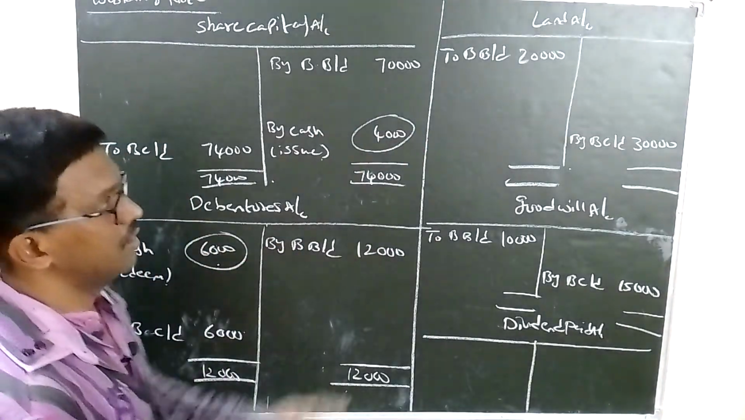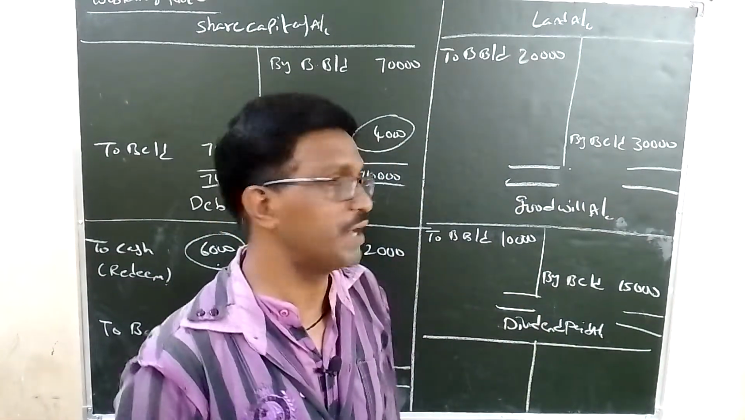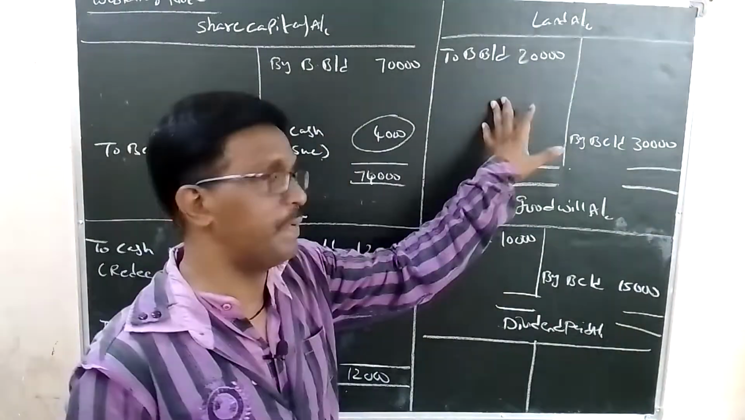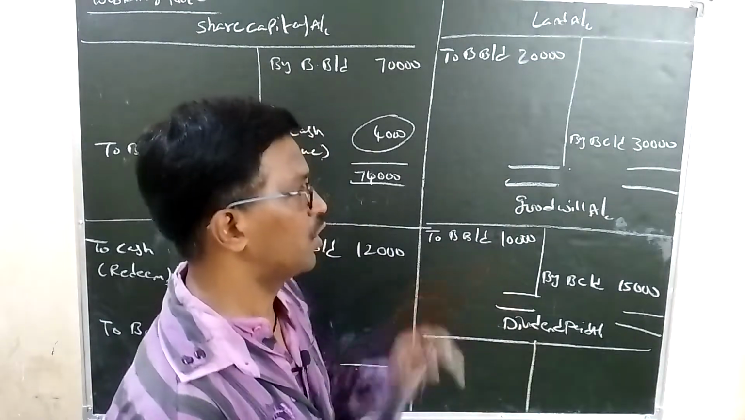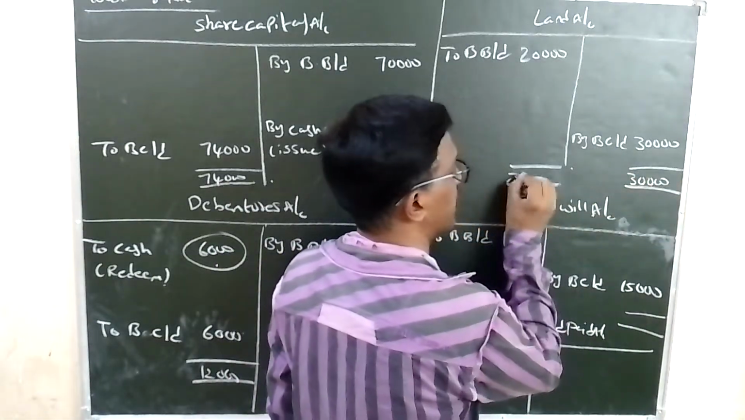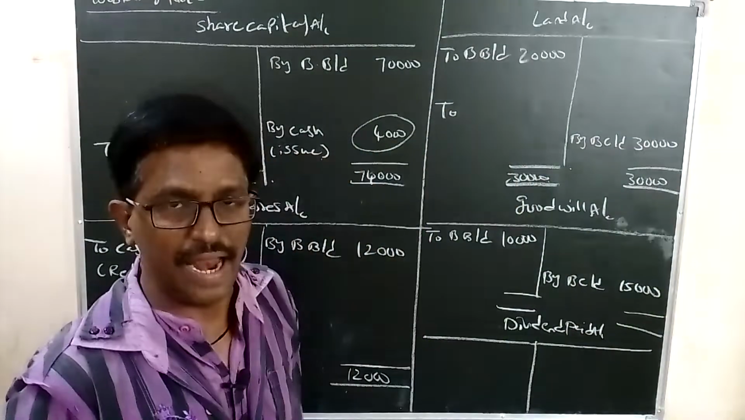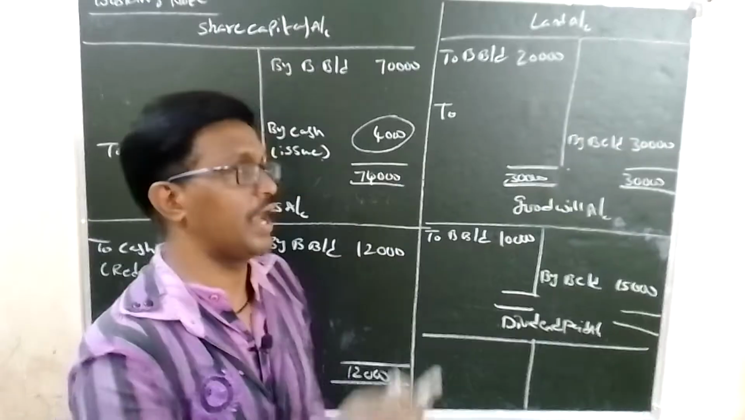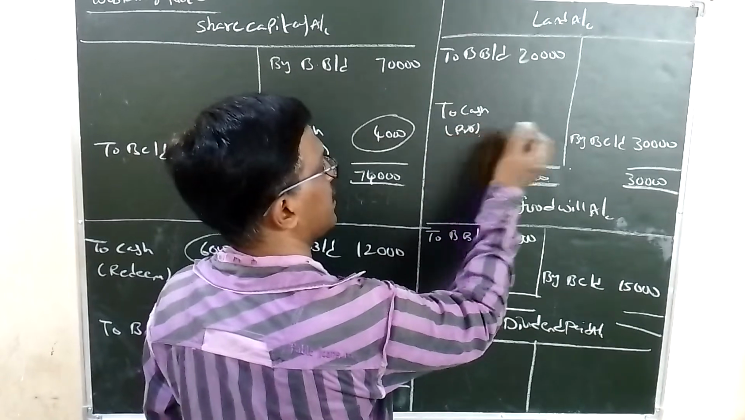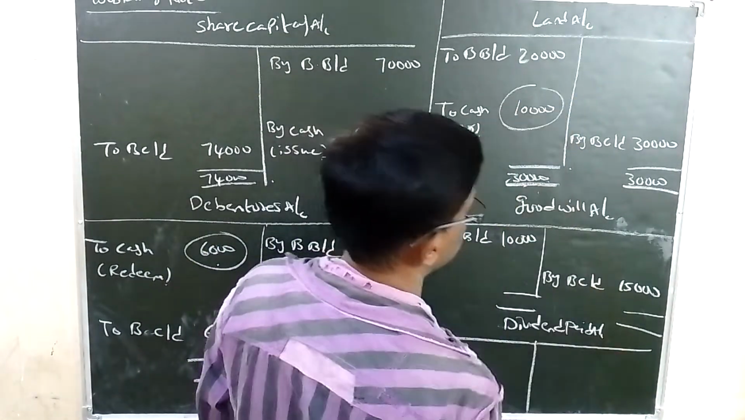Next, land account. Land opening balance 20,000, closing balance 30,000. It means land is increased. Assets always show opening balance on the debit side, closing balance on the credit side. By balance carried down. So the difference is 10,000 increase. In adjustment, land purchase is given. So land account debit side to cash, purchase. Okay, 10,000 rupees. It makes the total 30,000 rupees.